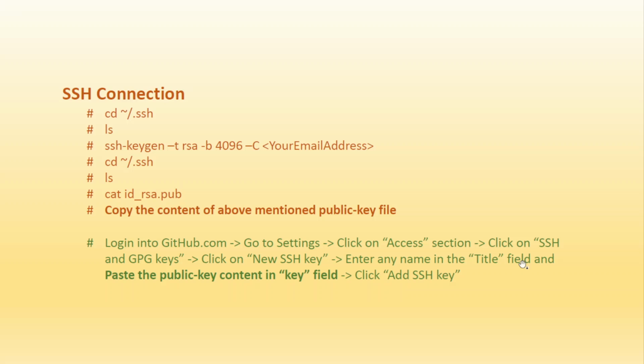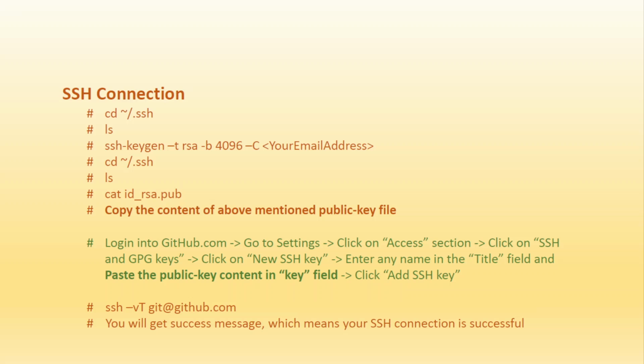You enter the title for the key and paste this. Whatever content you have copied, you would be pasting in the key field and then click on add SSH key. Don't worry, I will be running this command live. So for the timing, you can just make a note of it. And then from our local machine, we would be running this: ssh -vT git@github.com. This is the standard sign-in process. So you would always require to run this one for the first time. If you run git@github.com, as an output, you should be able to see the success message.